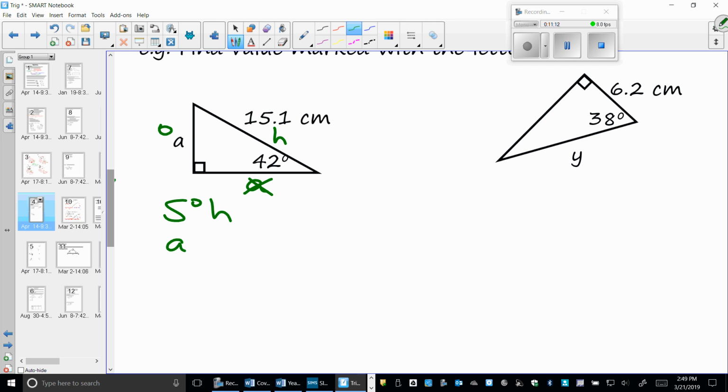So A is sine. Now sine has to be attached to what? The 42. The 42, good. And then we multiply by 15.1. Be careful, because especially on your calculators, it's very easy to accidentally type multiply by 15.1 in your bracket. So make sure your bracket is closed and then you do the multiply by 15.1 at the end of it. So I don't know what that answer is.